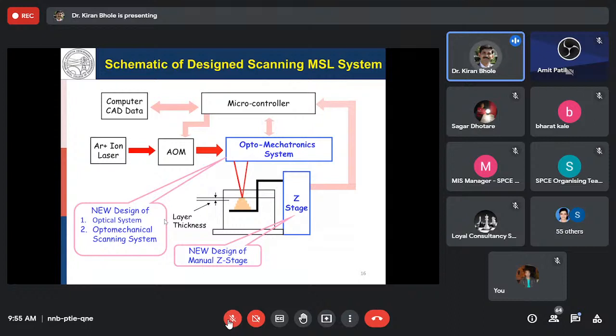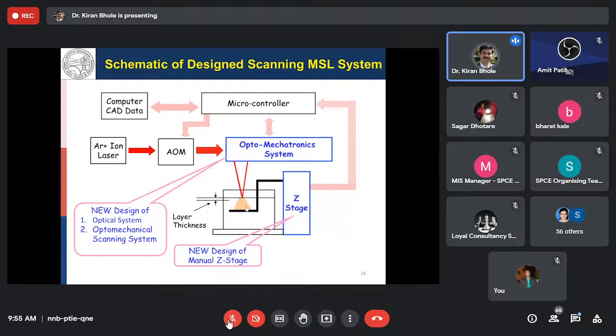This data is given to the microcontroller, and through the microcontroller given to the hardware. So the X and Y against time data is given to the optomechatronic system, and the laser on-off versus time data is given to the acousto-optic modulator. This works in a synchronized way, and thus we focus the laser light, and by line-by-line scanning we generate the 2D plane, and from the 2D planes we generate the entire 3D object.